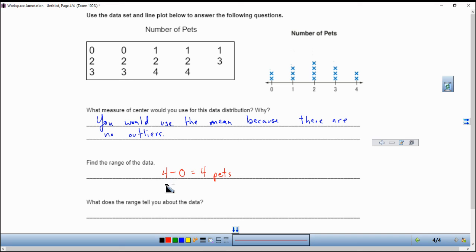Last question, what does the range tell you about the data? We talked about this earlier on a different page. The range tells us how spread out the data is. So the closer that number is, the less the spread is.